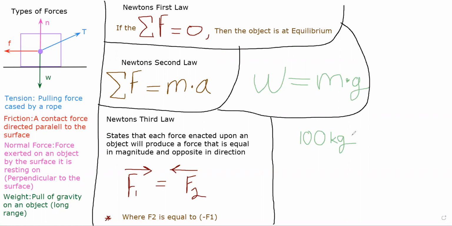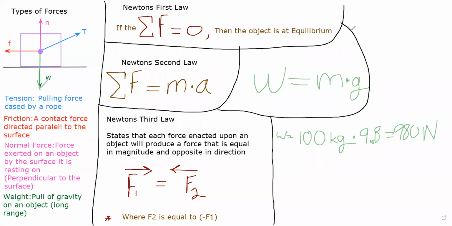Sitting around, a 100 kilogram box. And let's say our gravitational constant is 9.8. It would be 980 newtons in terms of weight. So the force of your weight for that box, if it was 100 kilograms, would be 980 newtons. So that would be the weight.